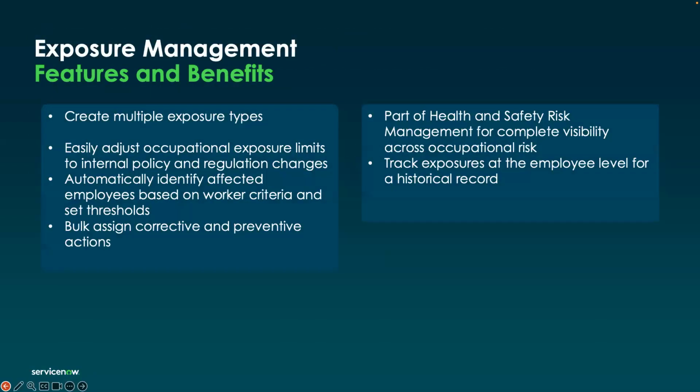And then we just have a summary here of features and benefits with your customers. Using this feature, they'll be able to create those exposure types, easily adjust the limits. They'll be able to change those as needed, and really enhance automation around the exposure management process. So automatically identifying affected employees based on those set criteria, bulk assigning those corrective and preventative actions, and it's part of our risk management application. So you'll have complete visibility across the risk and occupational risk of your workplace. And then also being able to track exposures at an employee level for that historical record.